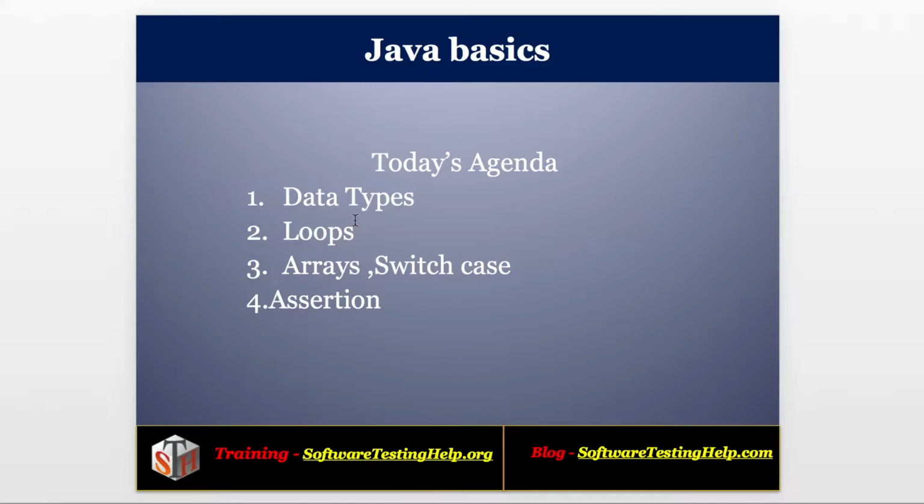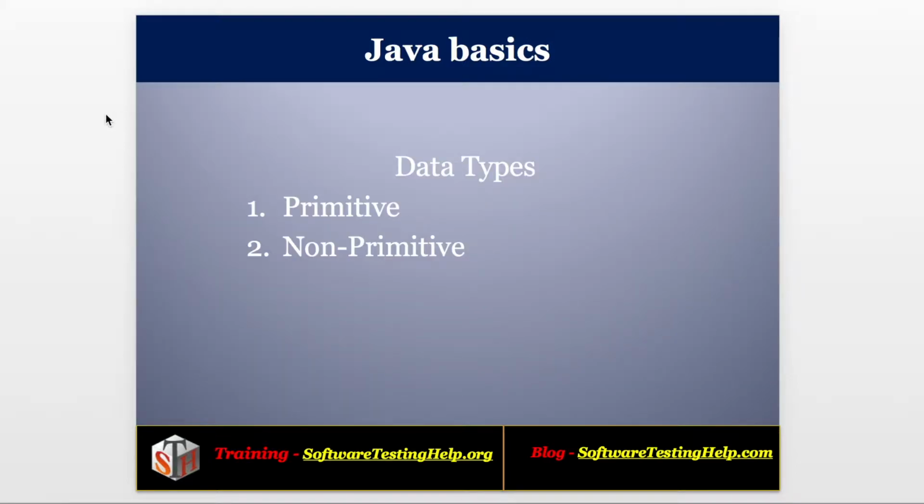Okay, first we will see about the data types. Java data types are broadly classified into primitive and non-primitive. Non-primitive is object reference. We will see that later. First we will see about the primitive.